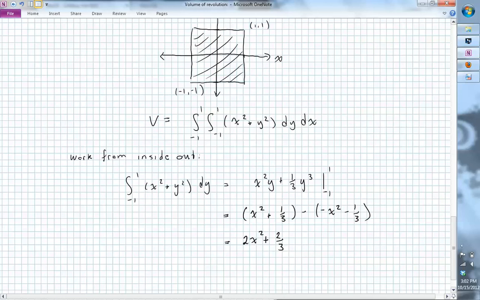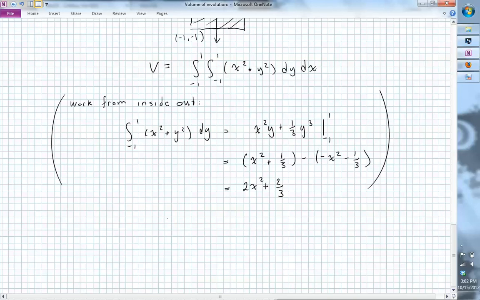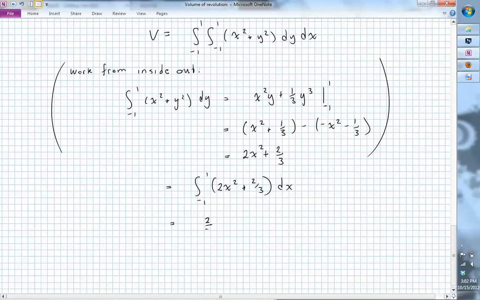But I'm not done. So that's sort of an aside. Now put that thing back from whence it came, 2x squared plus 2/3 dx. And now you have another Calc 1 problem. So let's do that one. Two-thirds x cubed plus 2/3 x. Everybody agree with that? All right. Looks like 4/3 plus 4/3, 8/3. So the volume under the paraboloid above the xy plane in this region is 8/3, whatever that means.